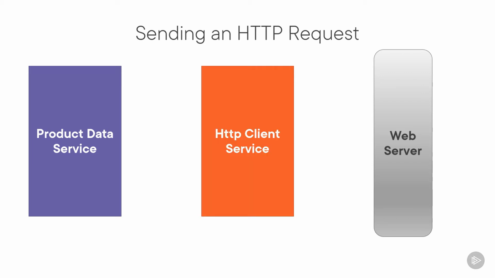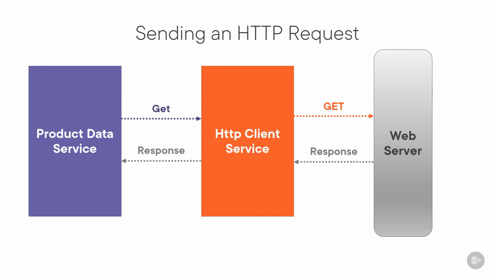Angular provides an HTTP service that allows us to communicate with a backend web server using the familiar HTTP request and response protocol. For example, we call the GET method of the HTTP client service, which returns an observable. When we subscribe to that observable, the HTTP client service sends a GET request to the web server. The web server response is returned to the HTTP client service, and the observable emits the next notification, providing the response.